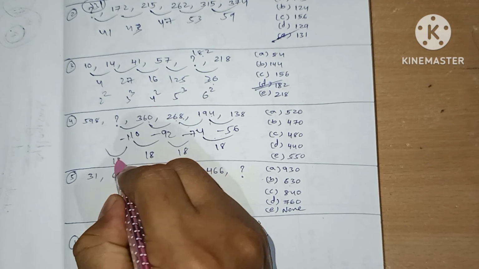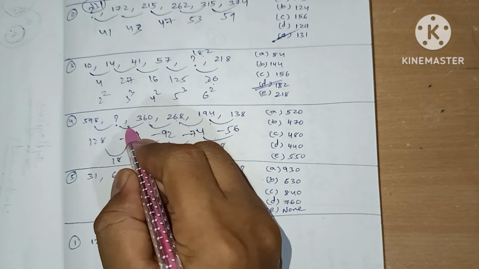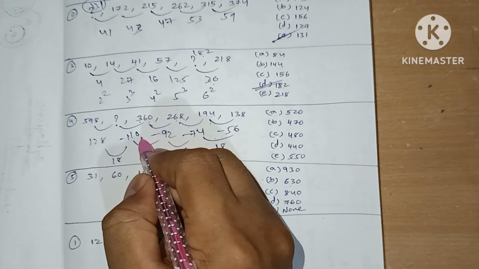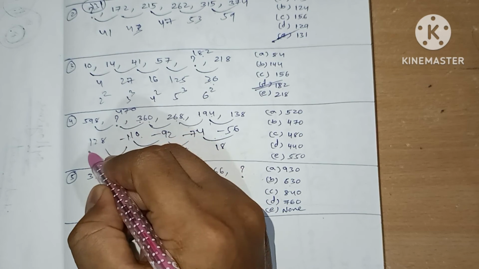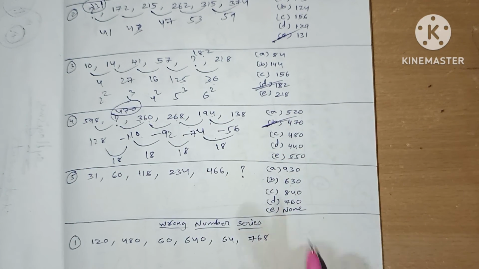Next one, 18 is 128, the difference between these two. So 360 plus 110 will be 470. 470 plus 128 will be 598. So the answer will be 470. Option B is our answer.